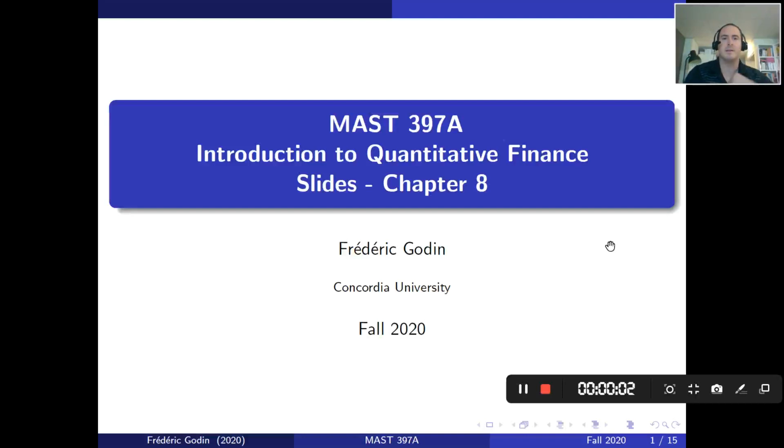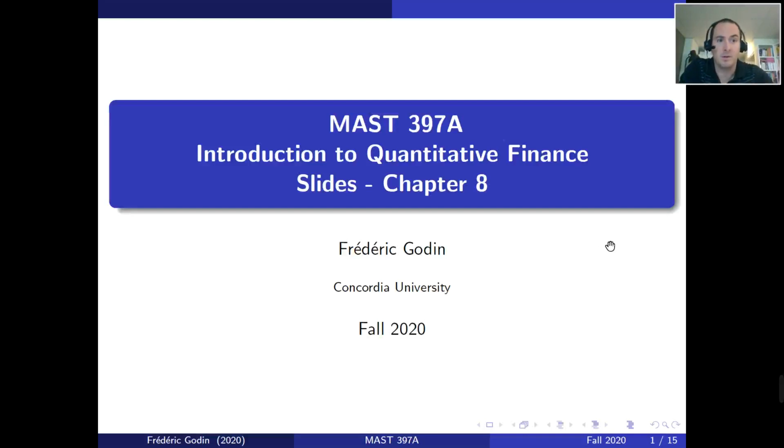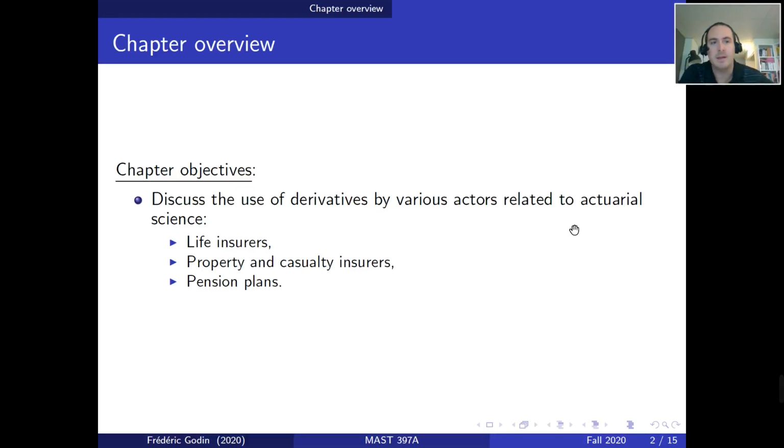Hello everybody, this is the last video of the whole course, so the only video for chapter 8. The objective of this chapter is to discuss the use of derivatives by various financial institutions related to actuarial science. There are other financial institutions such as, for example, banks, but we won't discuss them. We'll mainly stick to insurance companies and pension plans.